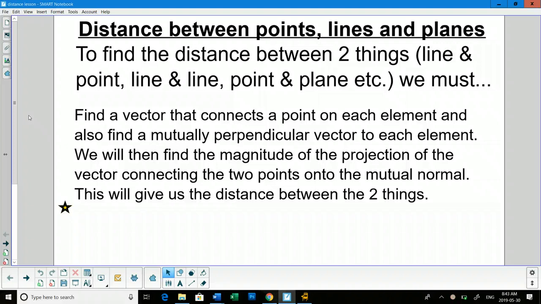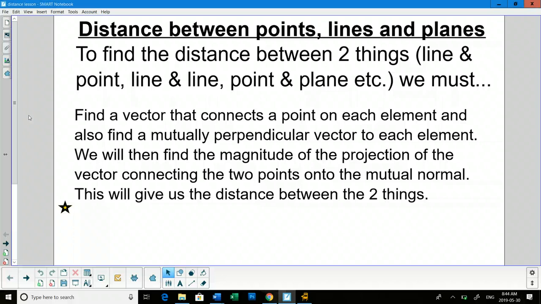So the idea is that when I'm trying to find the distance between two things in 3-space or in 2-space, we will find a vector that connects a point on each element, let's say. So element meaning like the line and the plane, or the point and the plane. I mean, I don't have to find a point on a point, but you get the idea.